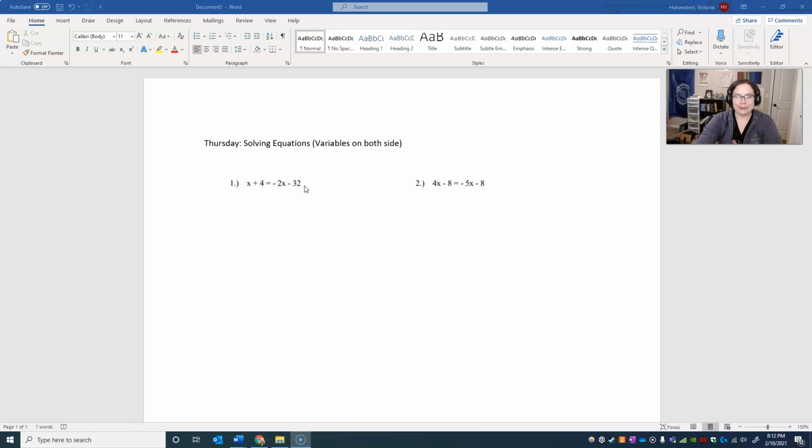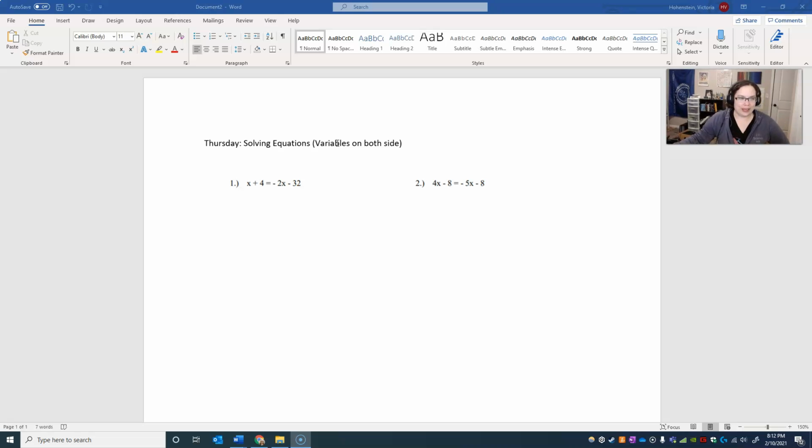And the first thing I'm going to do here is I need to get all of my terms with a variable together on one side. And you can treat terms with variables just like numbers. You can add by them, you can subtract by them, you can multiply, and you can divide. So let me show you what I mean by working problem number 1.